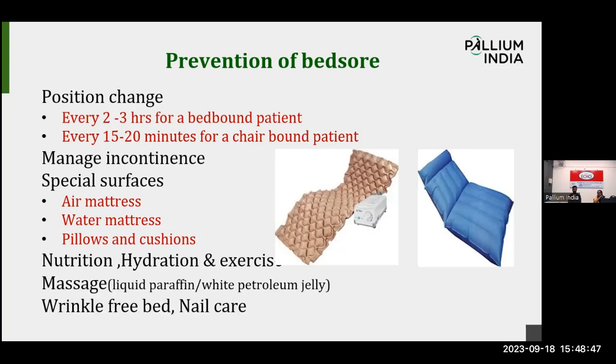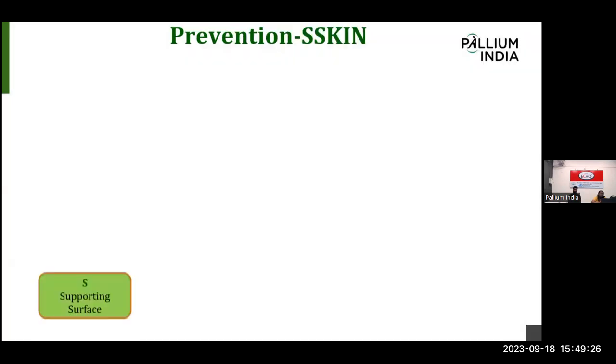And massage. Whenever you turn the patient from one position to another, you can apply some moisturizing cream, liquid paraffin, white petroleum jelly, or coconut oil. You can apply it with your own hand on their skin, giving a simple massage so that we can improve blood circulation. And always think about a wrinkle-free bed and nail care. If the patient has nails on their hand, sometimes they will scratch their own body, and that way the patient develops pressure ulcer.